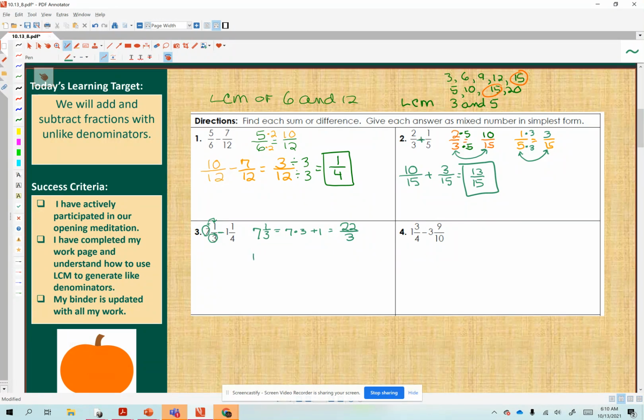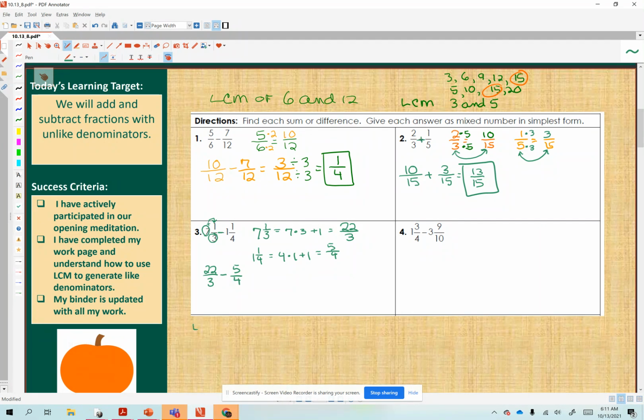For 1 1/4, we will multiply 4 times 1 and then add 1. 4 times 1 is 4, plus 1 is 5. So that would be 5/4. So now our problem is 22/3 minus 5/4. Well, we have yet another step we need to do.